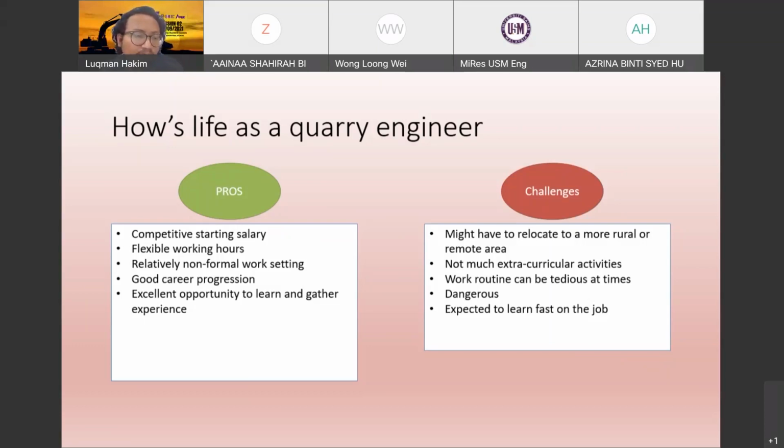So you akan dapat opportunity untuk belajar dengan orang-orang lama lah dalam industri, sebab dia very tight knit group. Quarry ni tak besar, orang dia tak ramai. Dalam industri quarry tak besar, orang tak ramai. So basically you know everybody lah. Kalau kata you kenal seorang, you kenal semua orang.